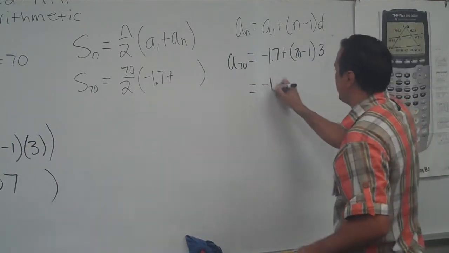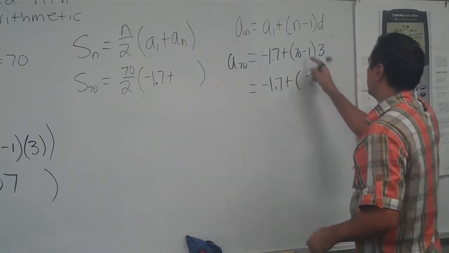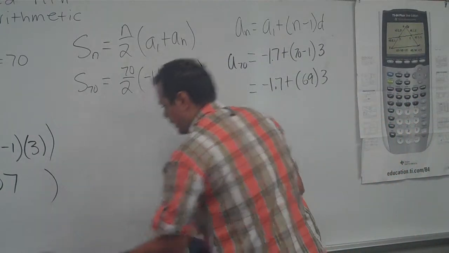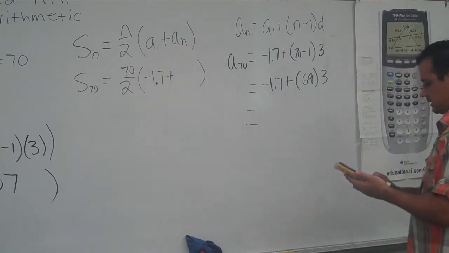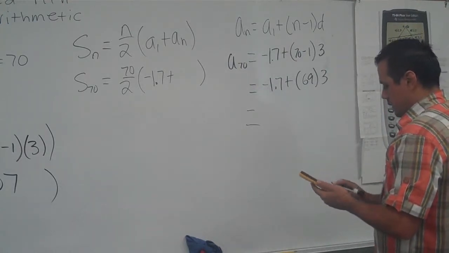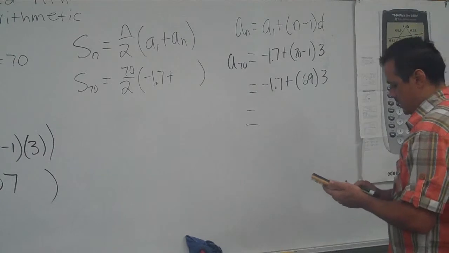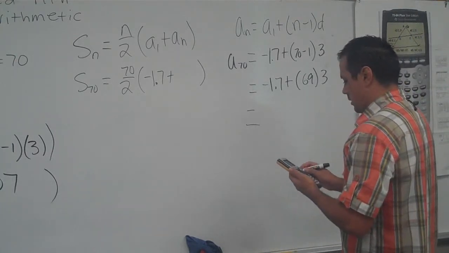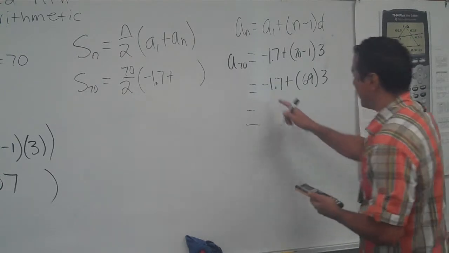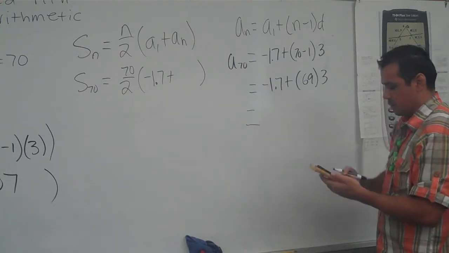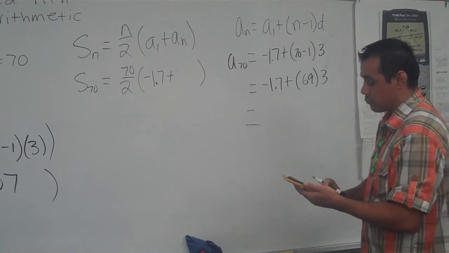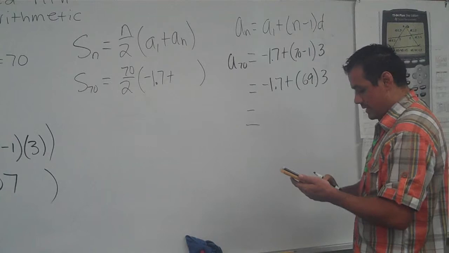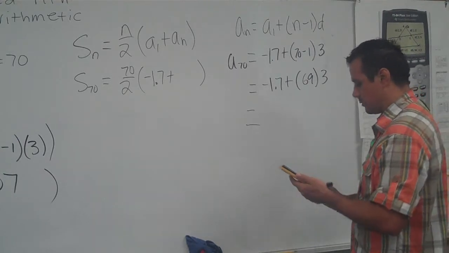So here we go. We get negative 1.7 plus 69 times 3, which equals, let's see, let's go ahead and do this. So we get 69 times 3 plus 1.7, and this should look somewhat familiar. We end up getting, be careful, I put a positive 1.7. Nope, it's 69 times 3 plus a negative 1.7. Shoo! See how easy it is to mess up, guys? It's easy, so be careful.